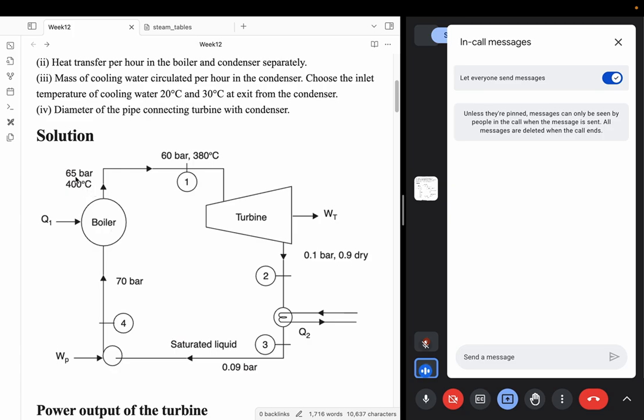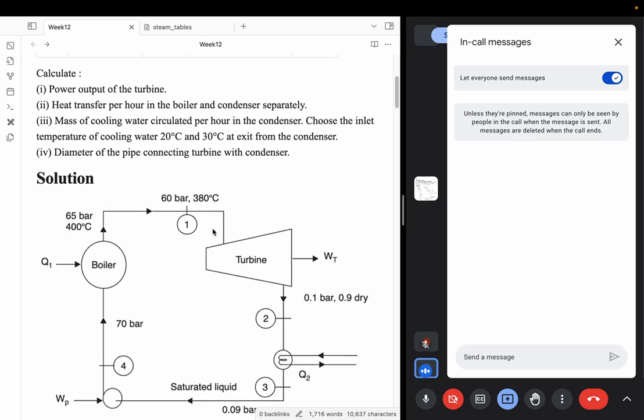Now you can see that the pressure here and here are different. This is because of the connection piping between the boiler and the turbine. Because of this there is a pressure drop, and there are some heat losses. Because of this the temperature also reduced from 400 Celsius to 380 Celsius. Now this is clear. With this, what are we required to find?